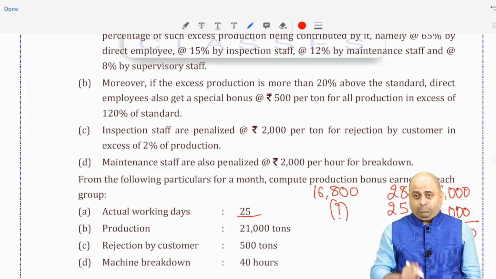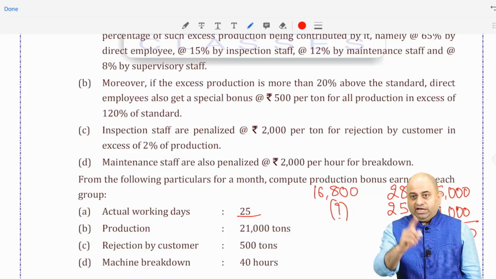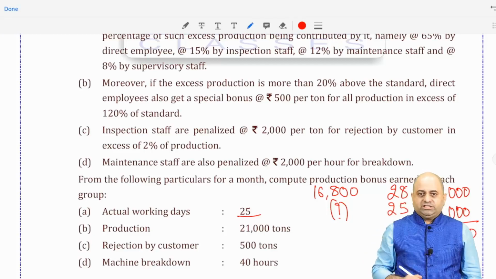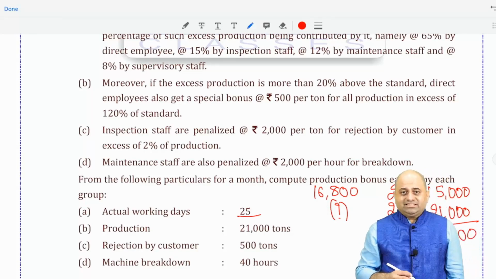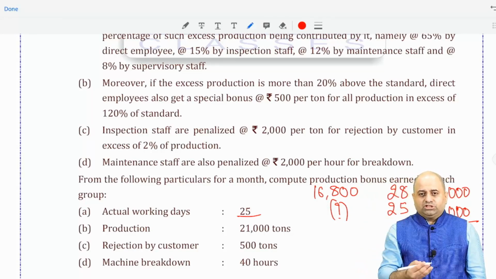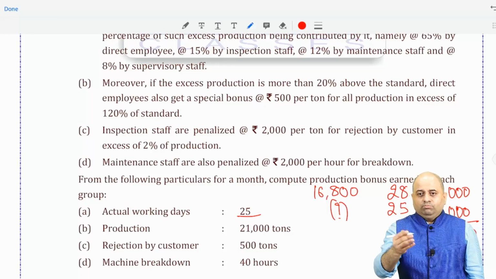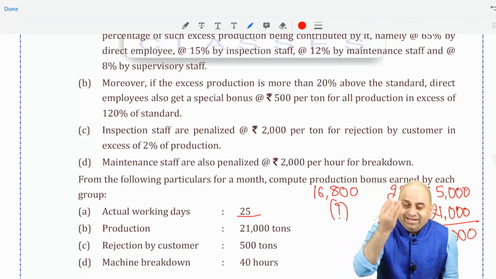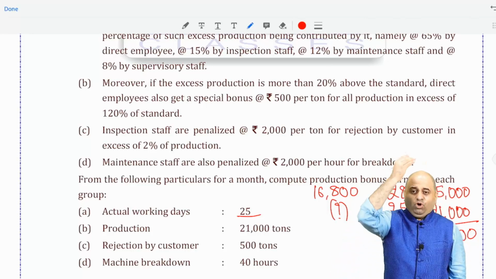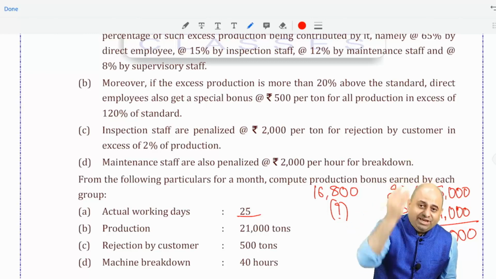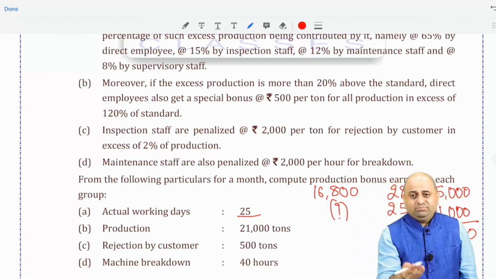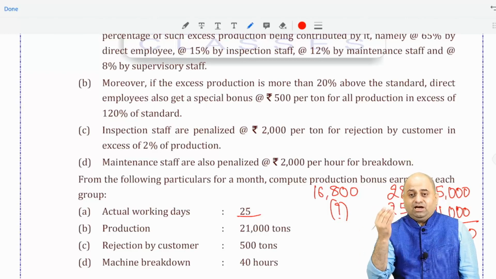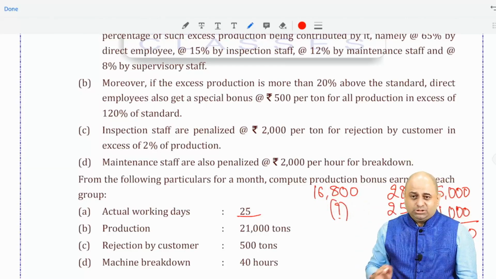Totally acceptable as a point. Do not forget the given data is not comparable. So what you do is make it comparable and then calculate excess production. Second part says that if the excess production is 20% above the standard, then bonus will be for all production in excess of 120% of standard. 20% above standard, 120% of standard, they both mean one and the same thing, no difference.